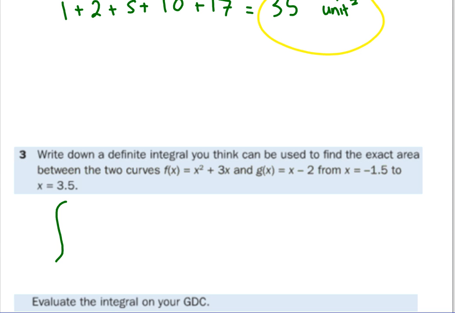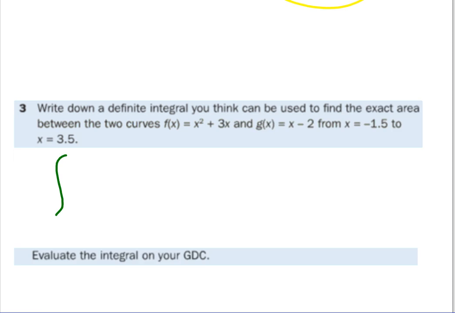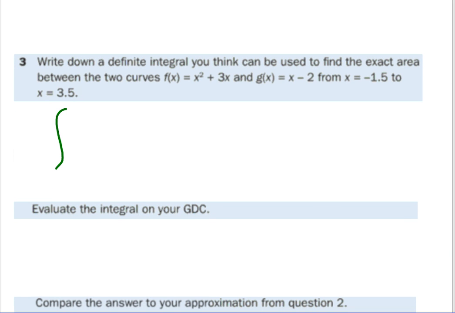What would be our lower limit according to this question? Yep, -1.5. Bella, why is it -1.5? Because it's the lower bit. The lower bit, yeah. And what would be the upper limit? 3.5. Well done, everyone. That's between -1.5 and 3.5. Now, what's interesting is how did we work out the height? Let's have a look at the picture again.